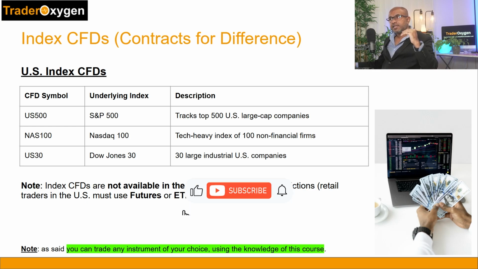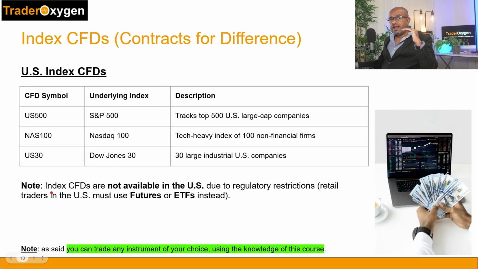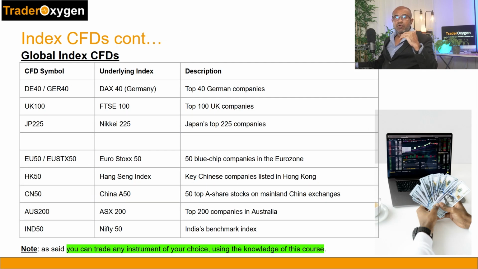So what are index CFDs? U.S. index CFDs are again S&P 500, Nasdaq and Dow Jones. Now, index CFDs are not available in the US due to regulatory restrictions. So retail traders in the US must trade either futures or ETFs if they want to trade indexes. As said earlier, you can trade any instrument of your choice using the knowledge of this course. So what are global index CFDs? You can trade DAX, Germany, FTSE, Nikkei or any of these in the list. Again, you can trade any instrument of your choice using the knowledge in this course.